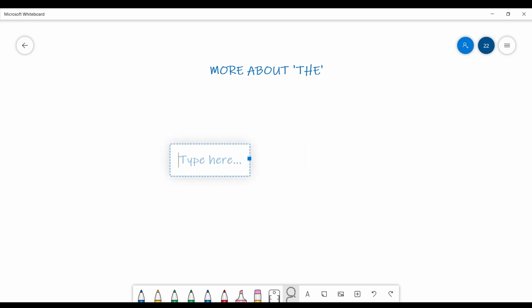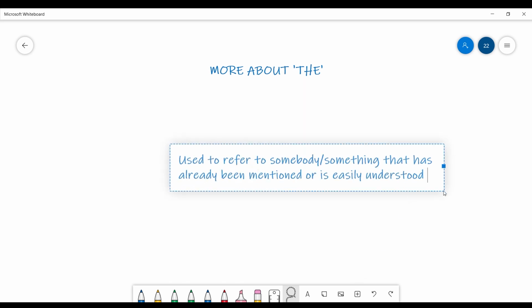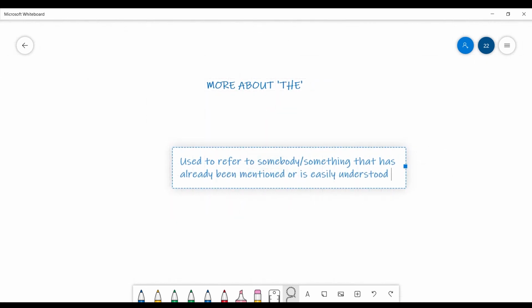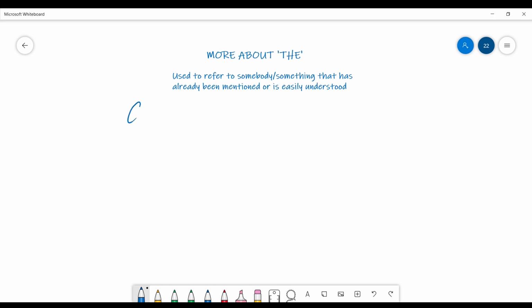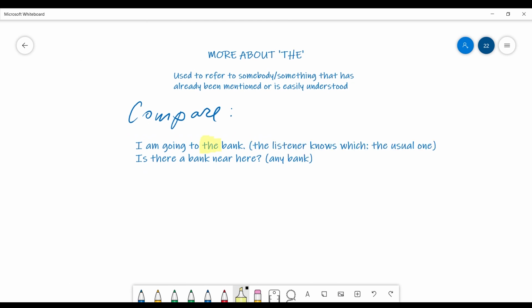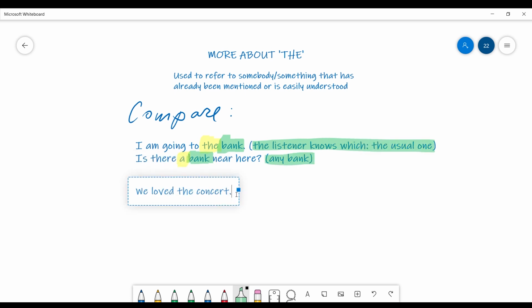So here we have getting to know more about the. A kind reminder, it is used to refer to somebody or something that has already been mentioned or is easily understood. To understand it better, let's compare the following examples. I am going to the bank, and is there a bank near here? In the first sentence, we are using the article the because we know that our listener knows which bank we have in mind, the usual one where I always go.